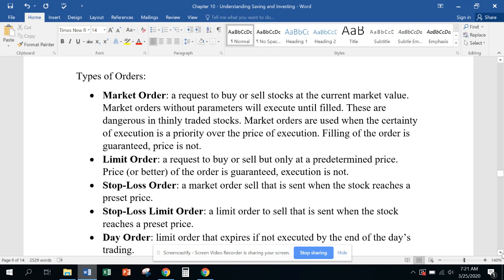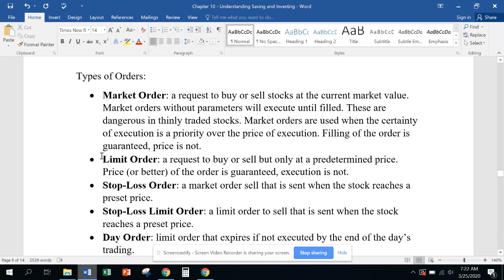So, go get it. Now, this is not the best way to enter a buy or sell order if it's a very thinly traded stock. If it doesn't do a lot of volume, this is not the best way to do it. But if it is a stock like Microsoft, which trades millions of shares per day, then this would be perfectly fine in order to fill your order.